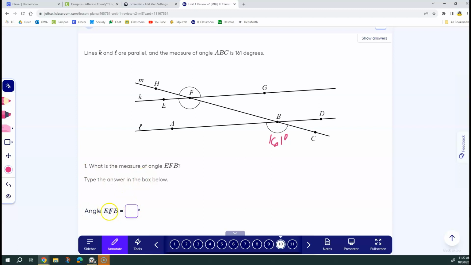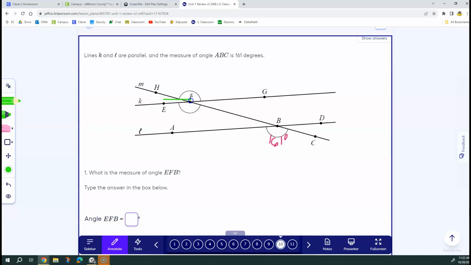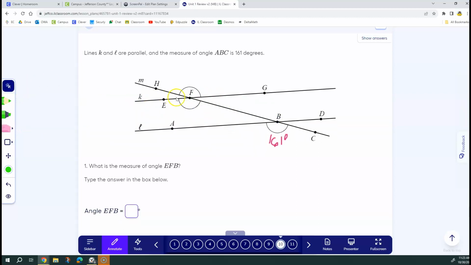So angle E to F to B. Let me put this in a different color. E to F to B. So this angle measurement right here. Yes, that's terrible, so I will erase. So angle E to F to B is this angle measurement right here.